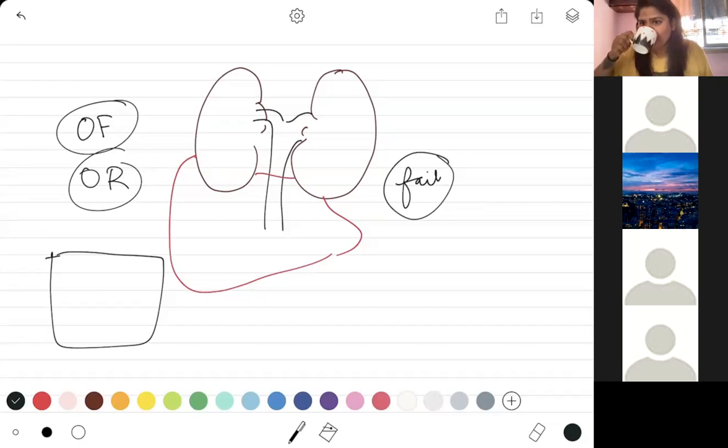Yes, ma'am. Ma'am, I just had a doubt regarding the circulatory system. What happens to the blood after the pulmonary atrium? Ma'am, where does it go after the pulmonary atrium? There's a pulmonary artery, you mean?